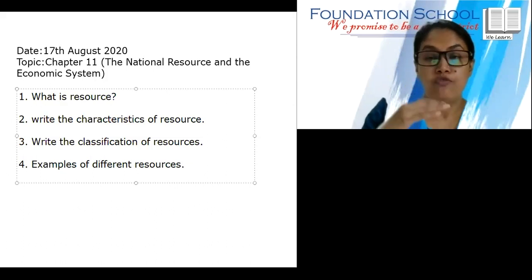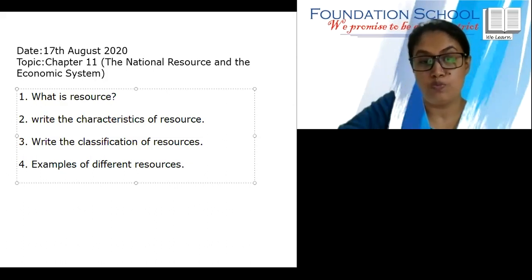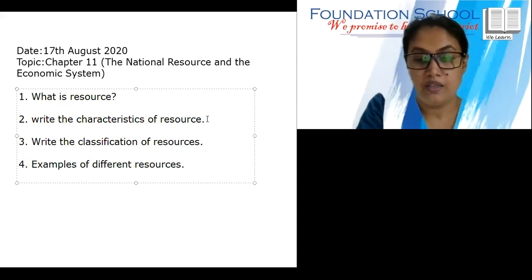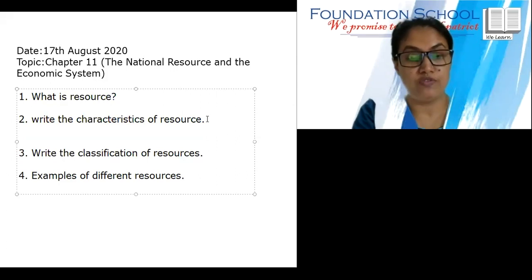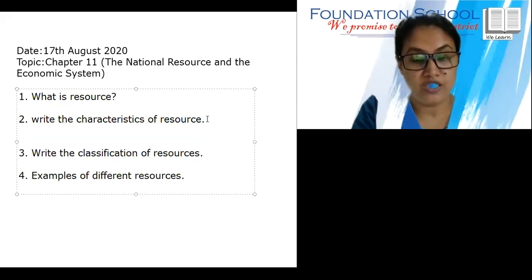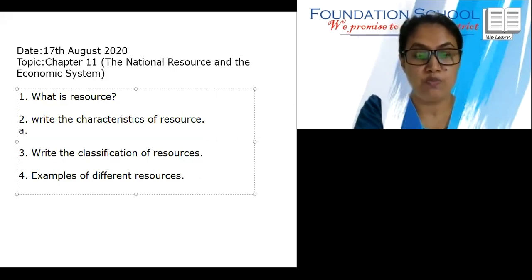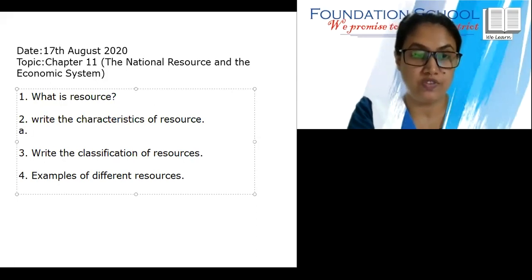To understand what a resource is properly, we need to know the characteristics of resources. Can anybody tell me what the characteristics of resources are? What is the first characteristic of the resource? Yes, Borno, say. Utility. Okay, I'm writing here: utility.